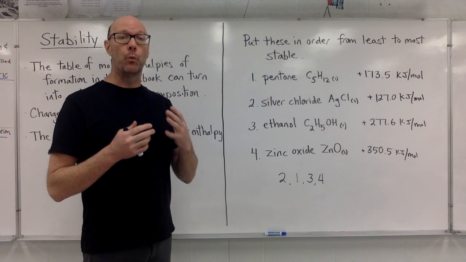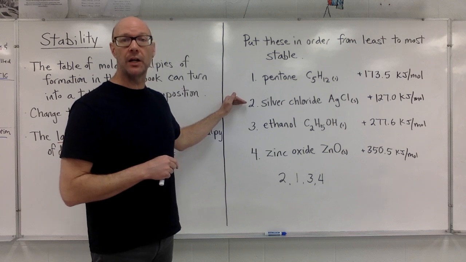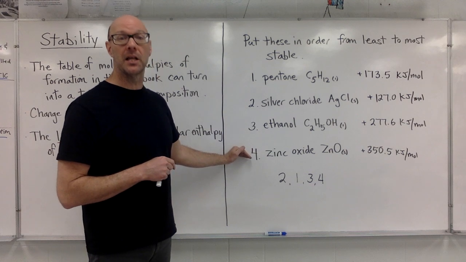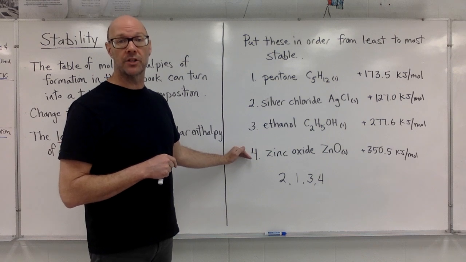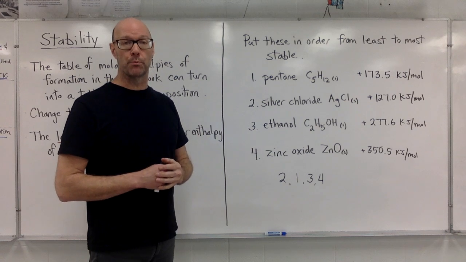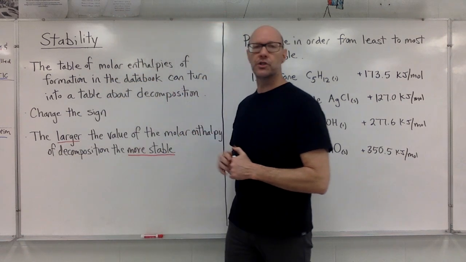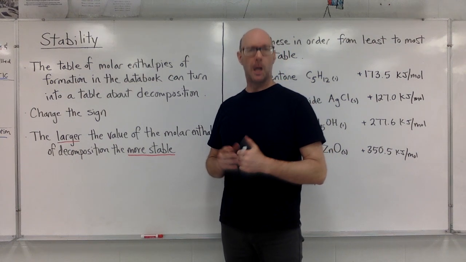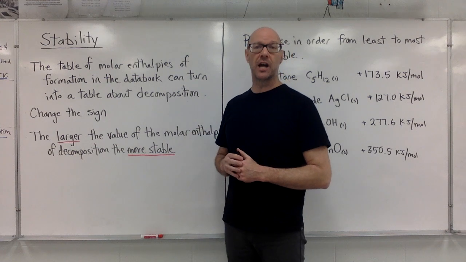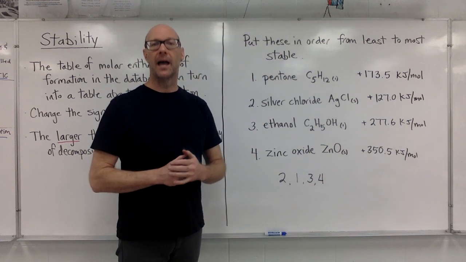We could have been asked which of the following is the least stable. It was the smallest value for decomposition. It was silver chloride. Here the most stable is the largest number, zinc oxide, which must absorb about 350 kilojoules of energy to break down. We should definitely expect to encounter questions about stability. It really relies heavily on the data booklet. Don't forget to change the sign, and then we're just putting them in numerical order. And I hope that helps.